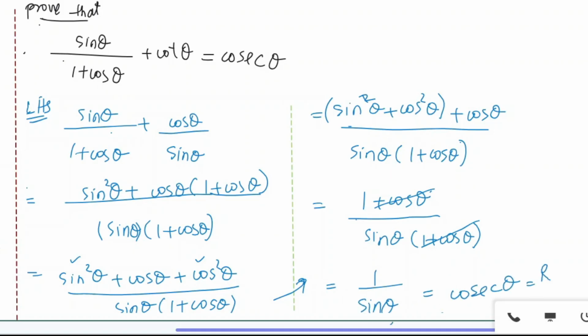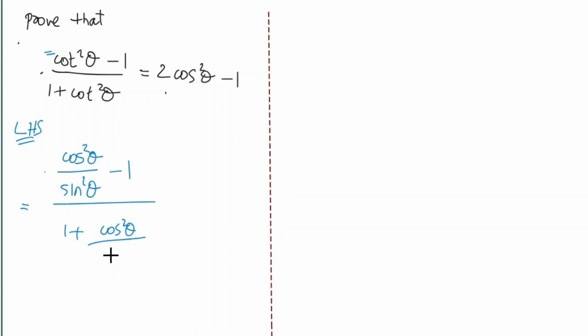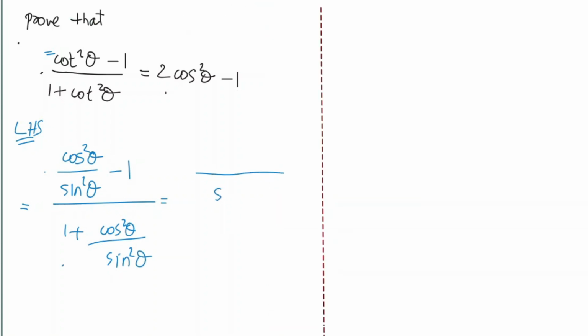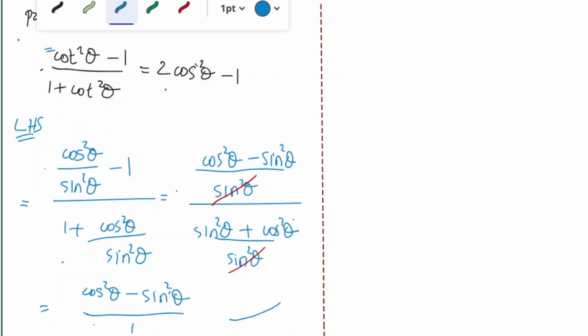In this question, we can see that the left hand side has the cot terms, so we take the left hand side and convert cot square to cos square over sine square, minus 1 plus cos square over sine square. So sine square is on the denominator, cos square minus sine square, and we take the LCM of the denominator term. Having the same denominator, it can be cancelled out, and you are left with cos square minus sine square, and the denominator cos square plus sine square will be 1.